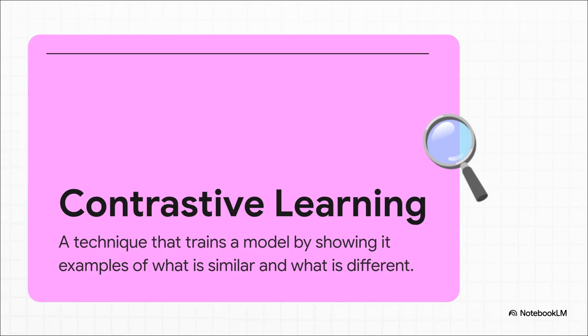This technique is called contrastive learning, and it's all about comparison. You give the model pairs of things, and you ask it a really simple question: are these two similar, or are they different? And by making it do this millions and millions of times, it starts to pick up on all the subtle features that truly define meaning.